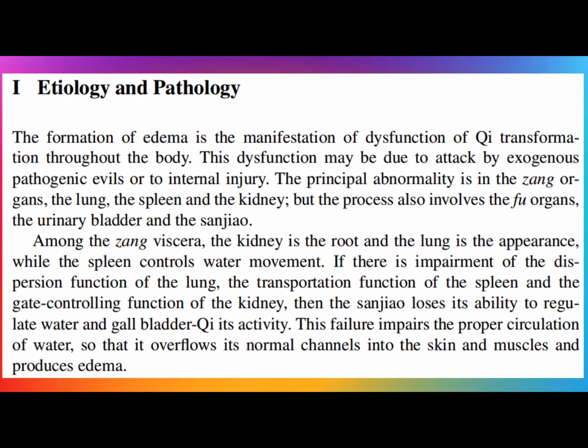Among the Zhang viscera, the kidney is the root and the lung is the appearance, while the spleen controls water movement. If there is impairment of the dispersion function of the lung, the transportation function of the spleen, and the gate controlling function of the kidney, then the Sanjiao loses its ability to regulate water and gallbladder chi its activity. This failure impairs the proper circulation of water so that it overflows its normal channels into the skin and muscles and produces edema.